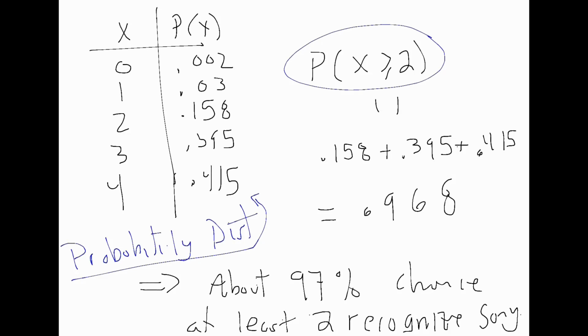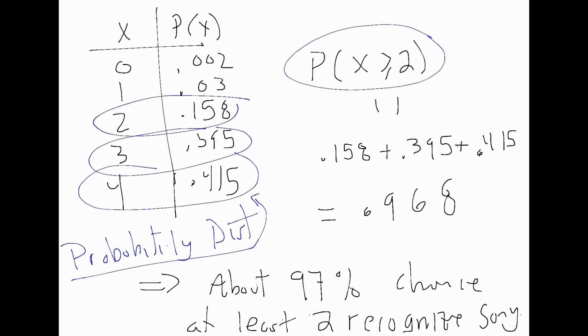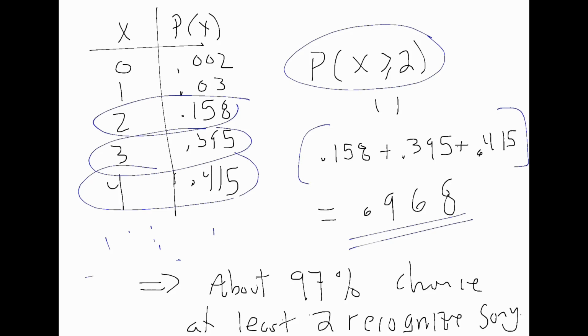And so to find the probability that x is at least 2, I'm finding the probability that at least 2 people in my group of 4 recognize Sony. So what is that? That's the probability that 2 people recognized, 3 people, or 4 people. So I have to accumulate all of these probabilities together. And so what I do is I just take the 3 probabilities, I add them up. 15% of the time, exactly 2 people recognized, 39% 3 recognized, and 41% 4 recognized. So I sum this all up, and it actually comes up to about 0.968, which tells me that, in English, I interpret this by saying about 97% of the time, at least 2 people in a group of 4 will recognize the brand name of Sony.